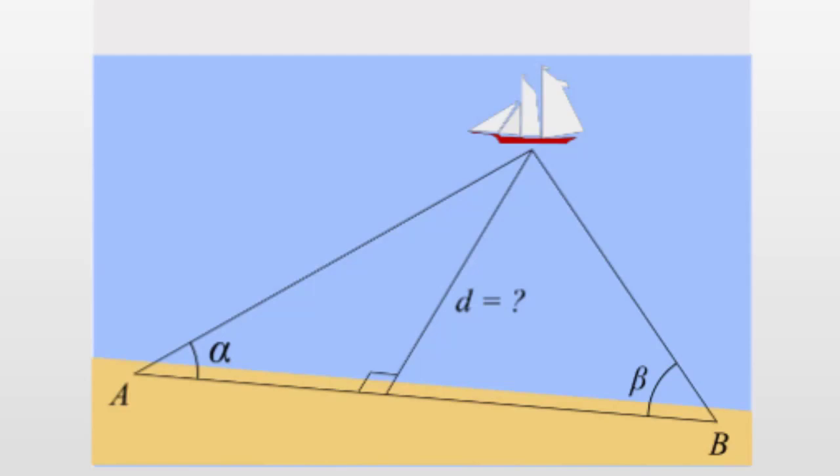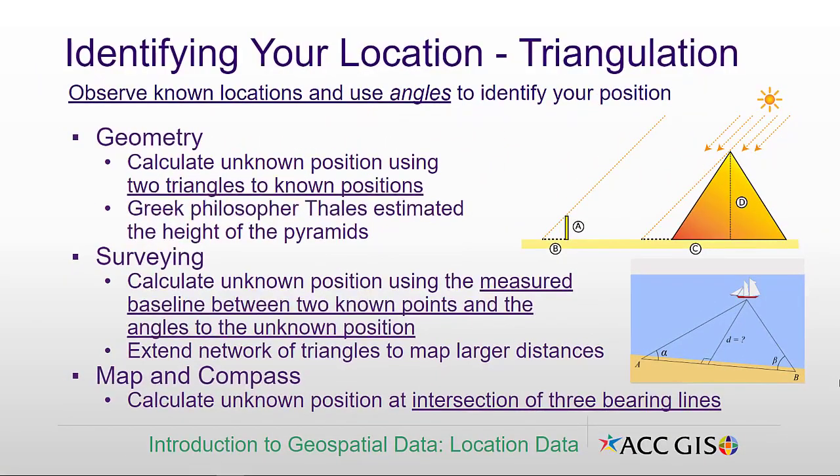And you can utilize that to create a right triangle in which you can calculate the distance of the ship from the shoreline. Now, surveyors utilize this same methodology and build out a network of triangles that they can use to map really large distances, for example, from Paris to London in Europe.